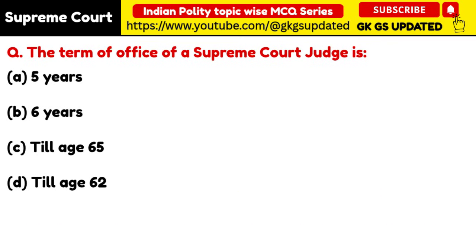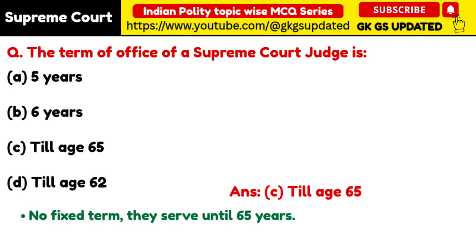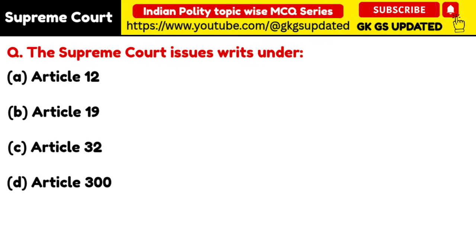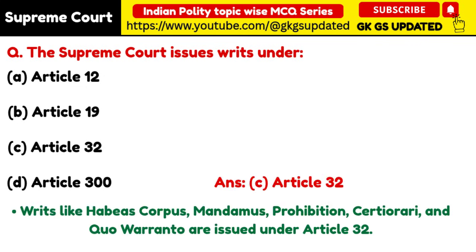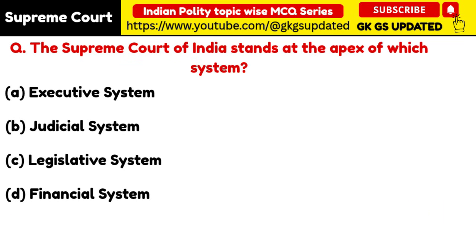Next question. The term of office of a Supreme Court judge is? Correct answer, till age 65. No fixed term. They serve until 65 years. Next question. The Supreme Court issues writs under? Correct answer, Article 32. Writs like habeas corpus, mandamus, prohibition, certiorari, and quo warranto are issued under Article 32.